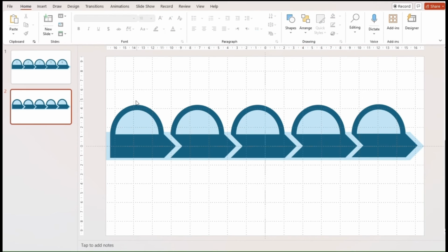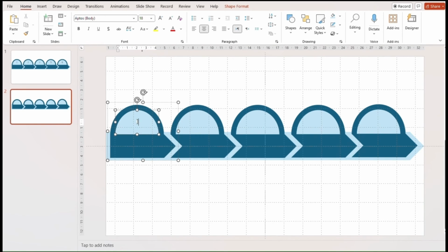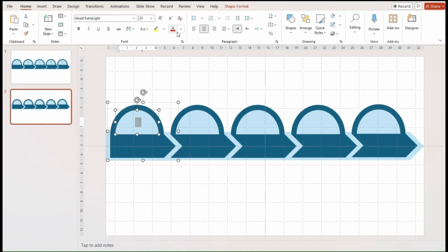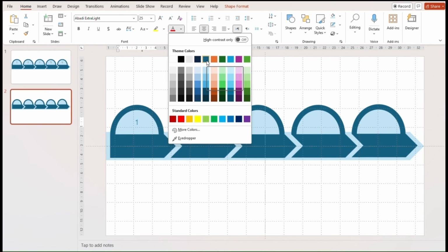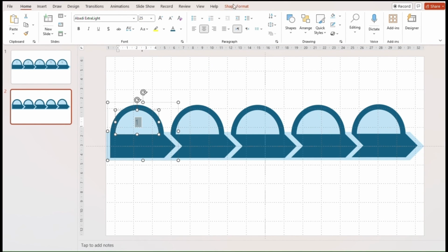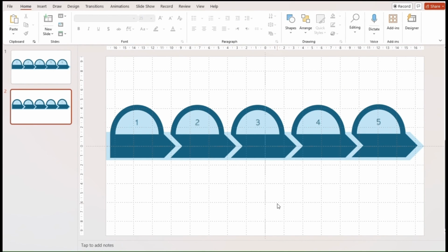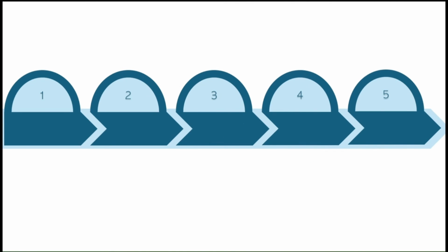Let's move on to the text. Click on the inside of the arc and add the number 1. Then adjust the writing size, writing style, and the text color to your liking with the upper toolbar. Go to Shape Format and add a shadow to your text. Now repeat this for the remaining arrows. And there, you have the final graphic.